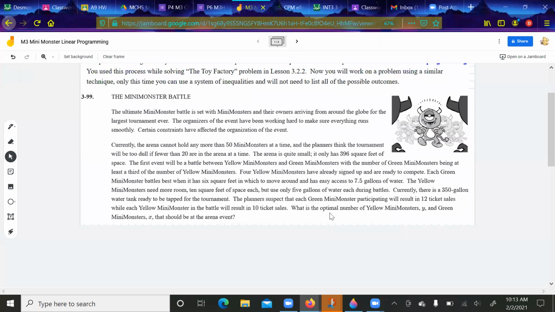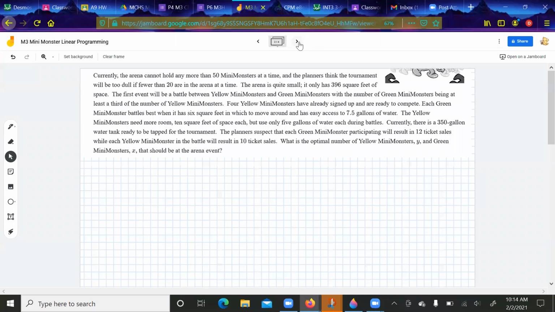Remember in that video the guy said, look at the last question. That usually tells you what your variables are going to be. What is the optimal number of yellow mini monsters, Y, and green mini monsters, X, that should be at the arena event? Okay, so they're defining our variables. X is going to be the number of green mini monsters, Y is going to be the number of yellow mini monsters. So I'm going to go to the next slide where I have more room to write, and we're going to write that down. You can write this down too.